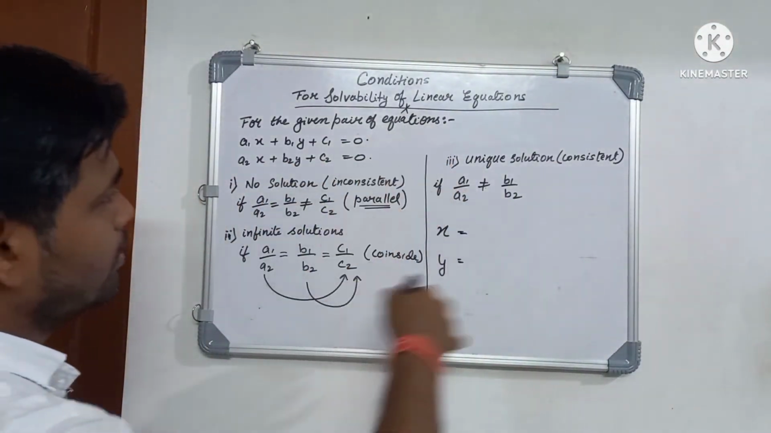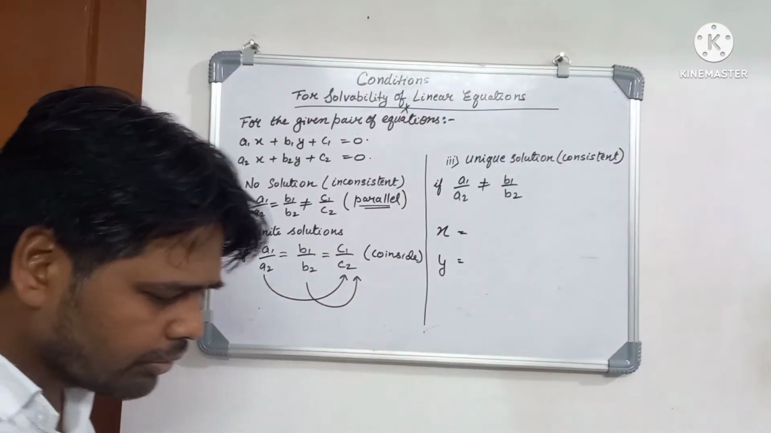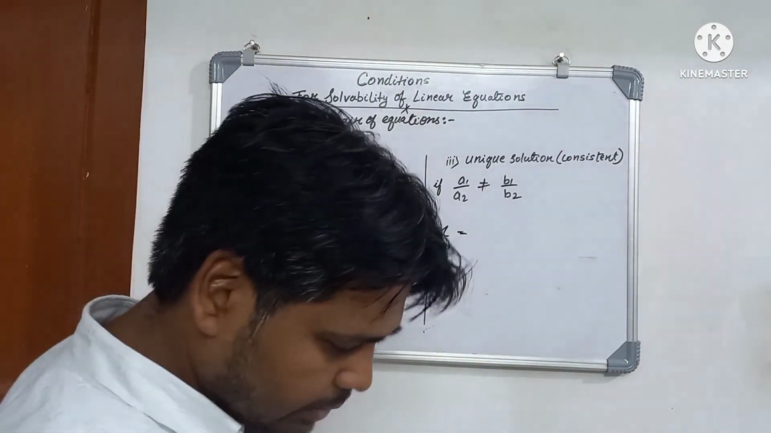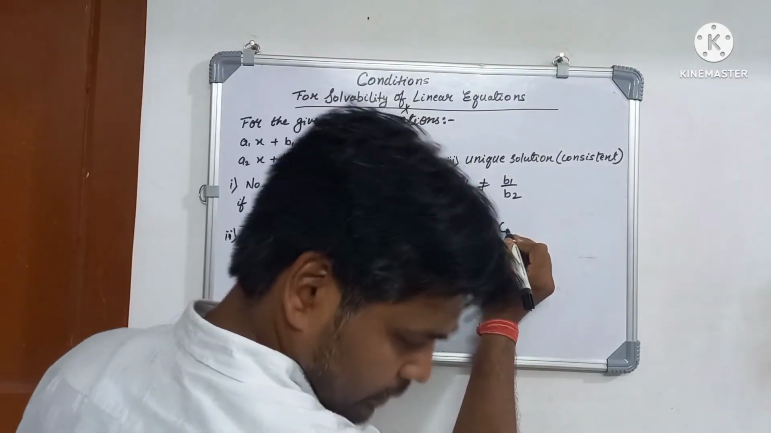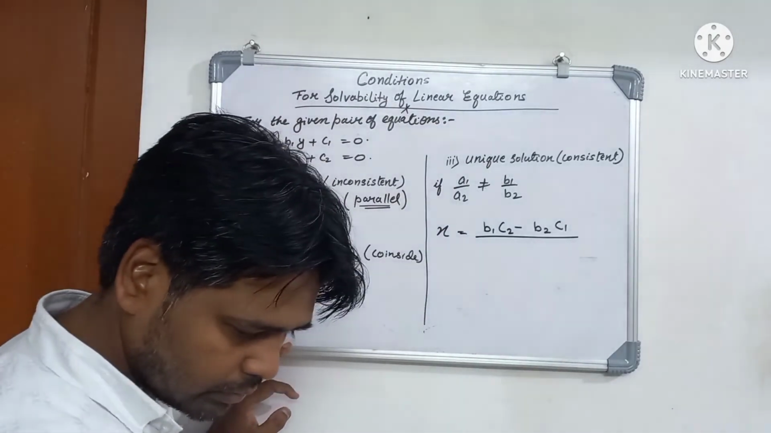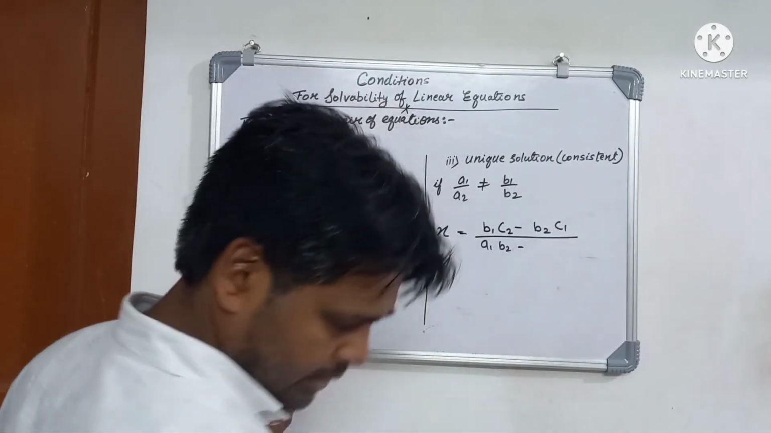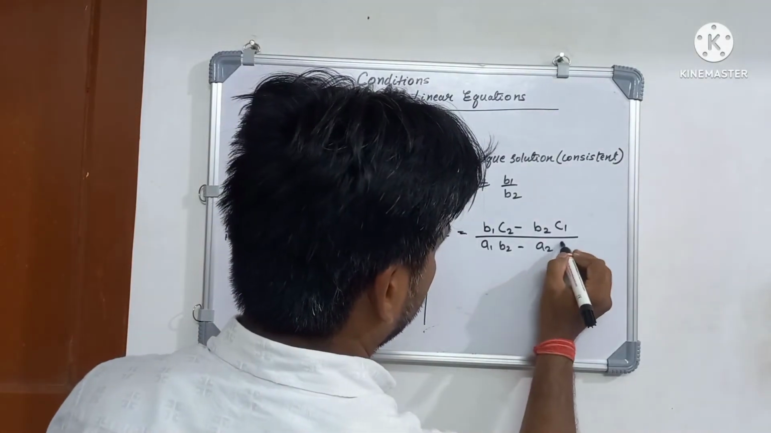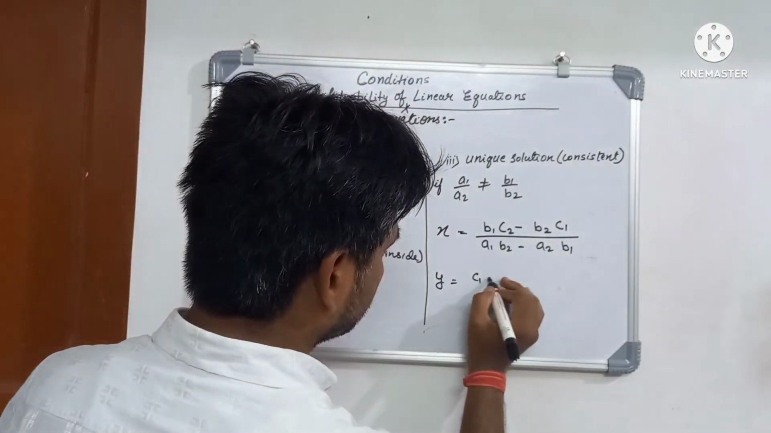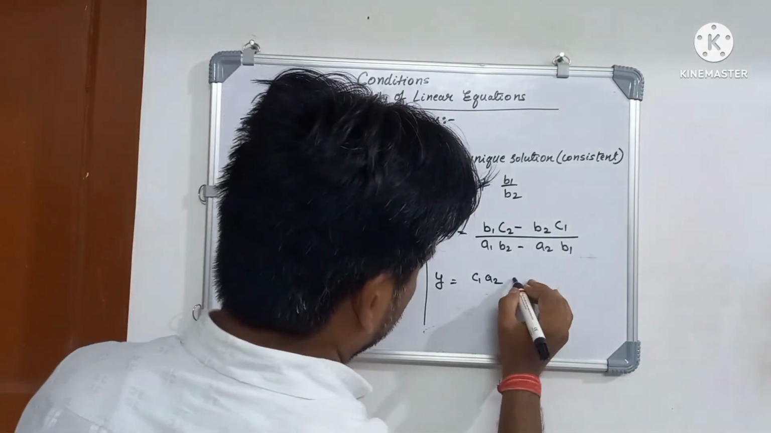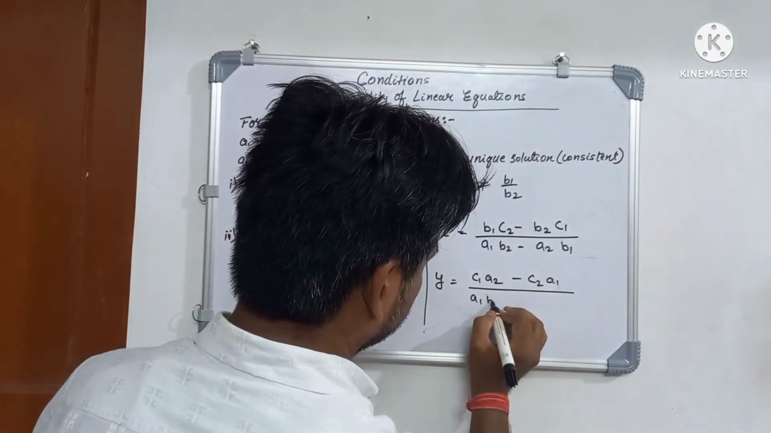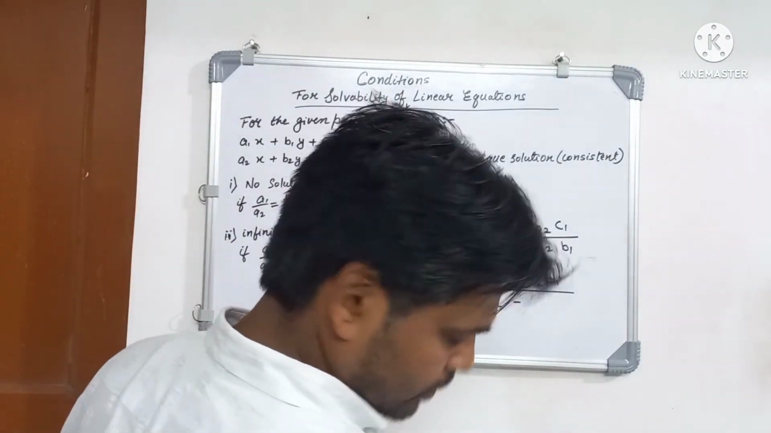So under these three conditions for the solvability of linear equations, we can find x and y in the manner that x will be written like this: b1 c2 minus b2 c1 upon a1 b2 minus a2 b1, and then again we can write y for the same given pair of equations as c1 a2 minus c2 a1 upon a1 b2 minus a2 b1.